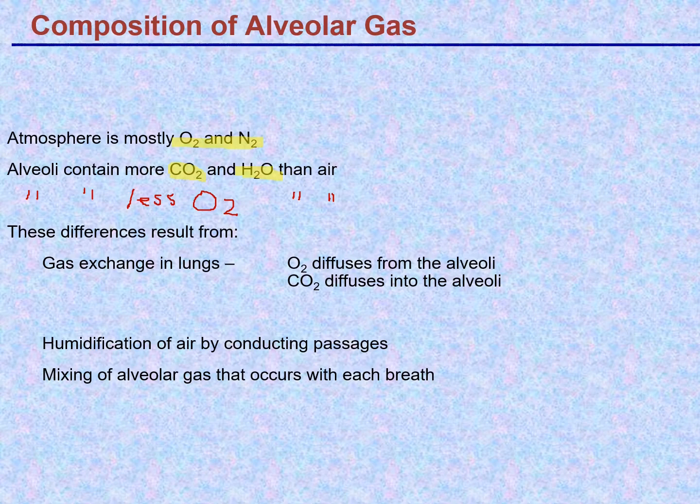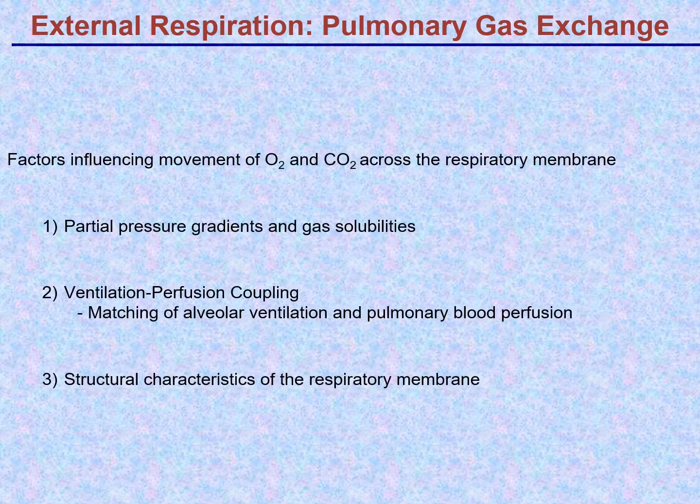Differences being due to diffusion of O2 from the alveoli into the blood and diffusion of CO2 from the blood into the alveoli. Humidification of air occurs in the conducting passageways: the nose, the mouth, the pharynx, the trachea, the bronchioles, all the way down as far as the terminal bronchioles. And mixing of these differing gases, atmospheric and alveolar, occurs each time a person breathes in and out.